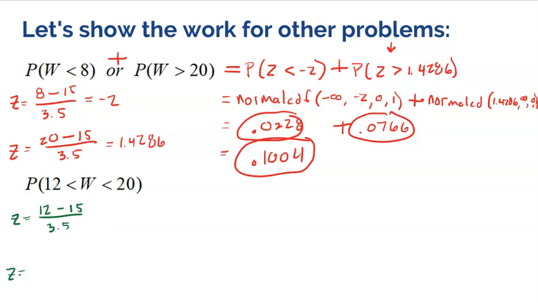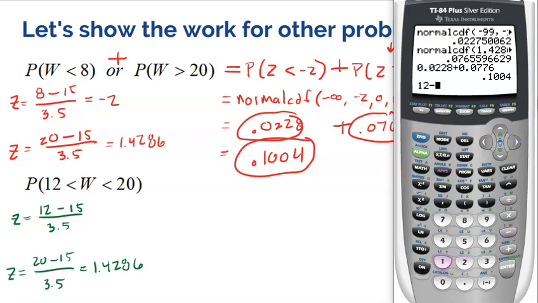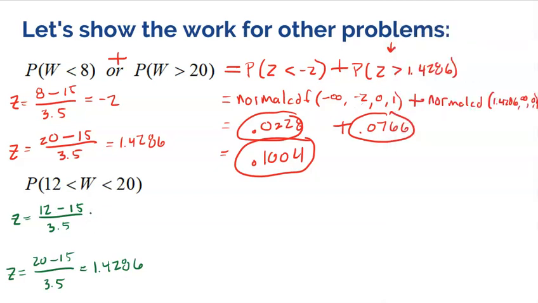And the z-score for 20. Now, the good news is I already know the answer to the z-score for 20 because I found it above, but I still got to show my work. It's a separate problem. But at least I don't have to actually go and do it because I already know the answer. But I do got to go to my calculator real quick and get 12 minus 15 divided by the standard deviation. That's a z-score of negative 0.8571.